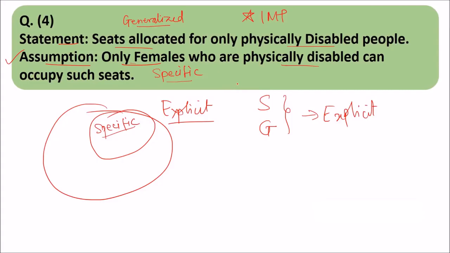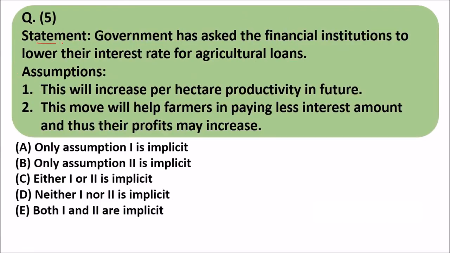Let's take a look at a few sums related to statement and assumptions, and try to use these tricks over there. Statement: Government has asked the financial institutions to lower the interest rate for agricultural loans. Assumptions: This will increase per hectare productivity in future. This move will help farmers in paying less interest amount and thus their profits may increase. Over here, the first assumption is talking about the future. So this will be explicit.